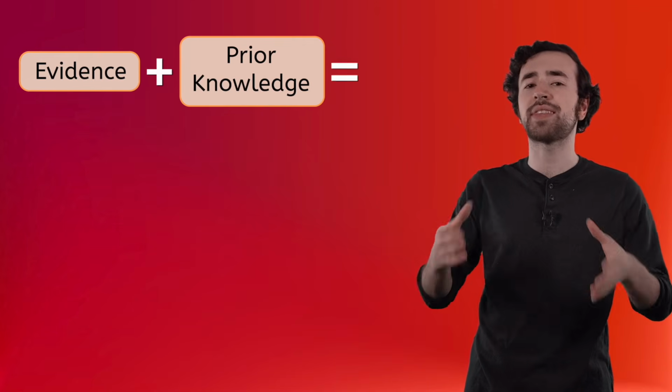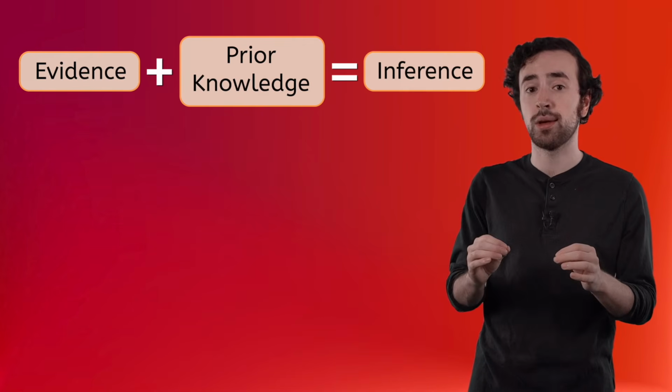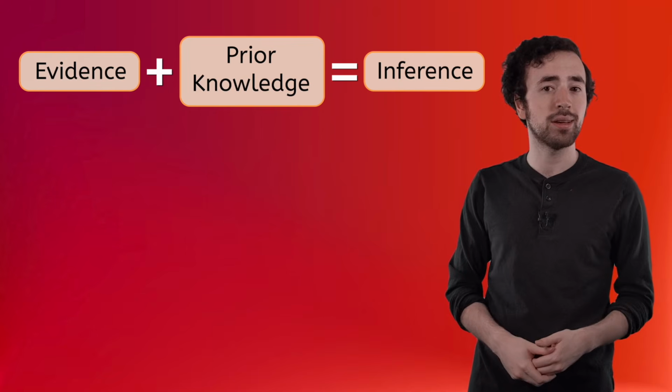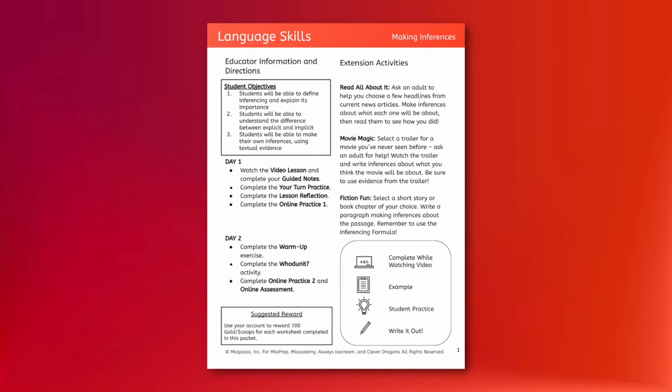Enchanting effort today. Thank you so much for learning about making inferences with me. Remember, inferencing uses text evidence and prior knowledge to find an idea that isn't explicitly shown. It's a really great way to dig into the implicit meaning of a text. For more practice, be sure to check out the PDF that accompanies today's lesson.